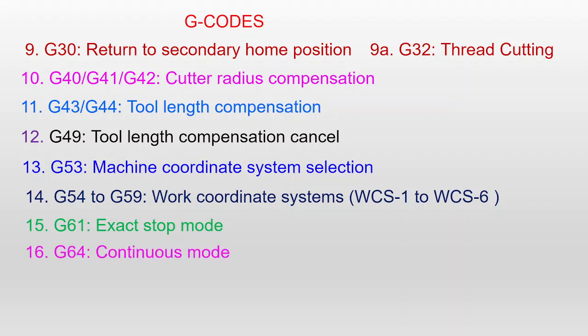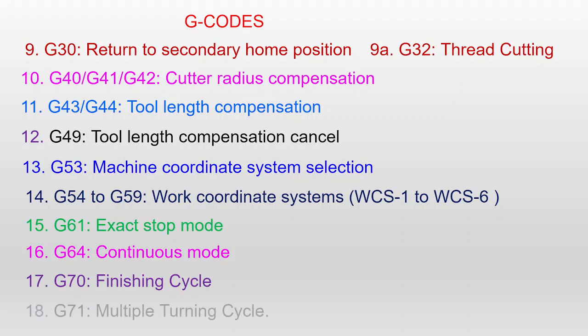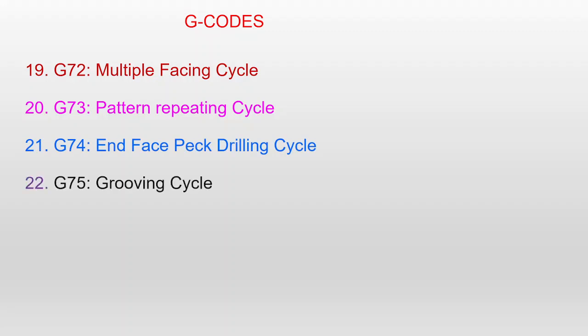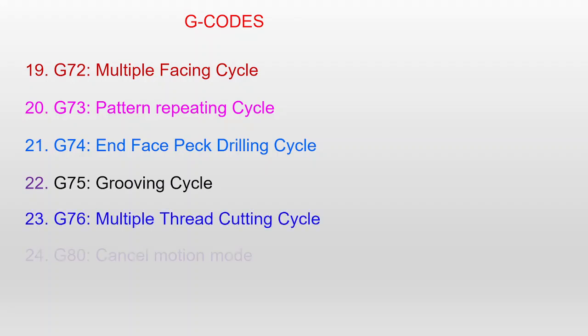G64, continuous mode. G70, finishing cycle. G71, multiple turning cycle. G72, multiple facing cycle. G73, pattern repeating cycle. G74, end face peck drilling cycle. G75, grooving cycle. G76, multiple thread cutting cycle. G80, cancel motion mode.